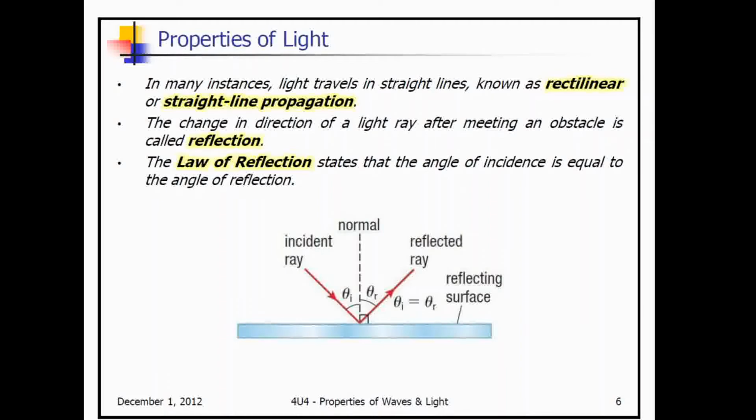The change in direction of a light ray after meeting an obstacle is called reflection. And the law of reflection, it's kind of shown below, so you might want to copy that image, states that the angle of incidence is equal to the angle of reflection. So in the image you see theta I, that's our incident angle, equals theta R, which is our reflecting angle.